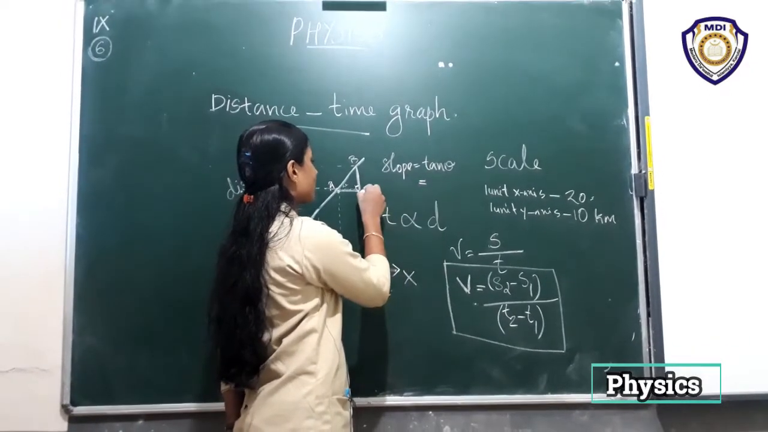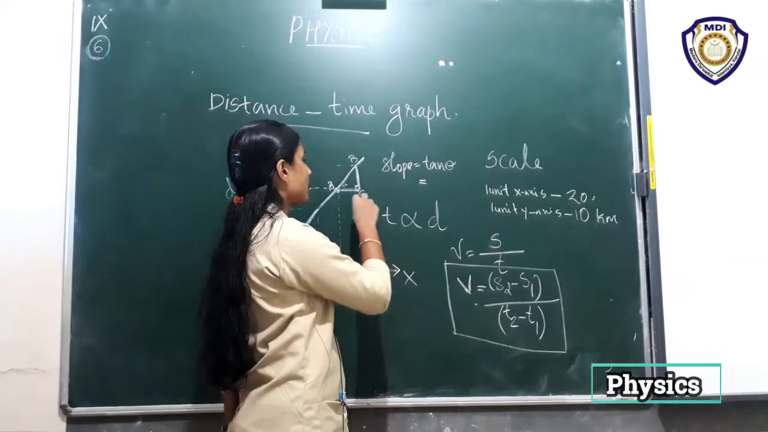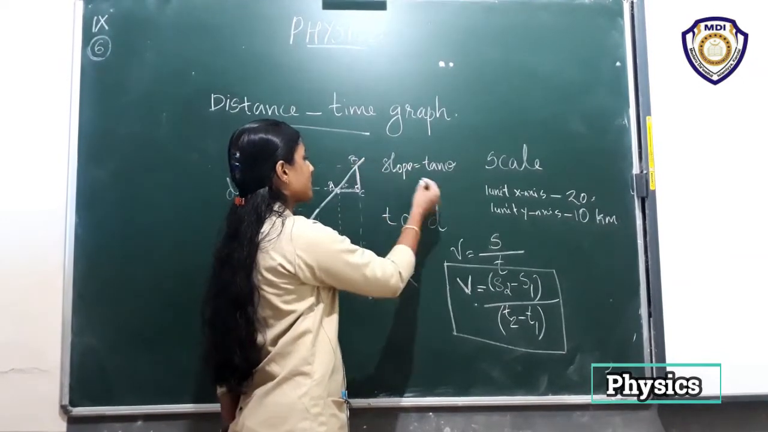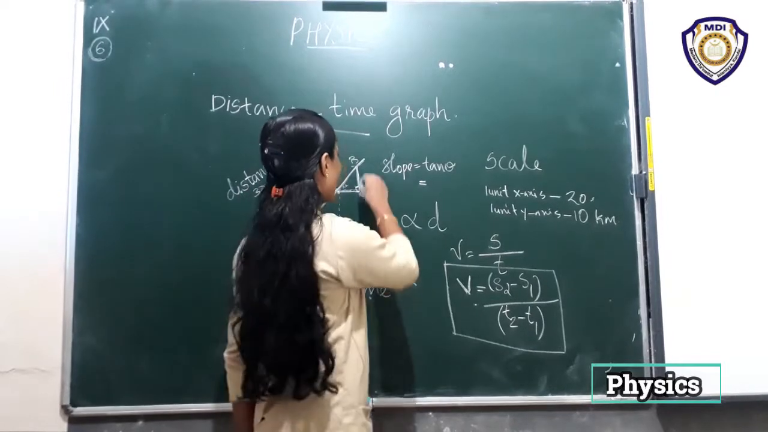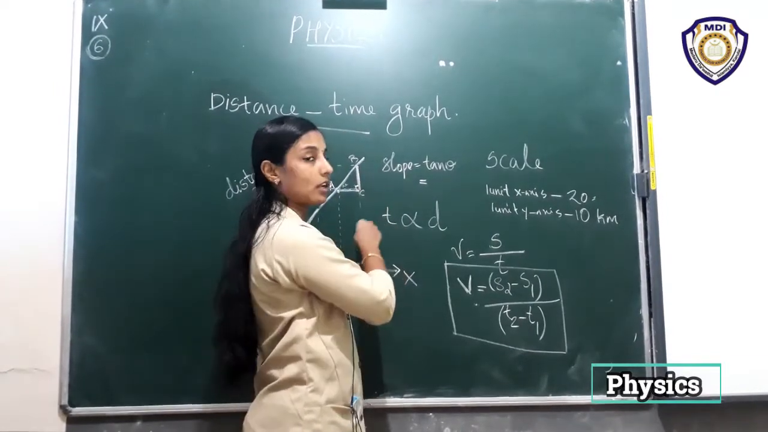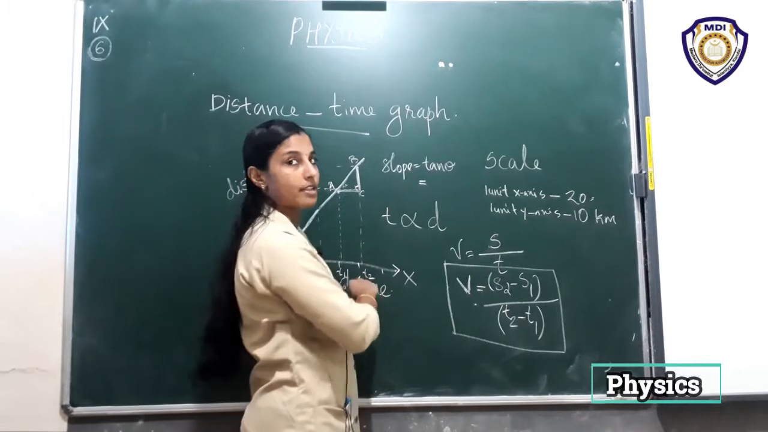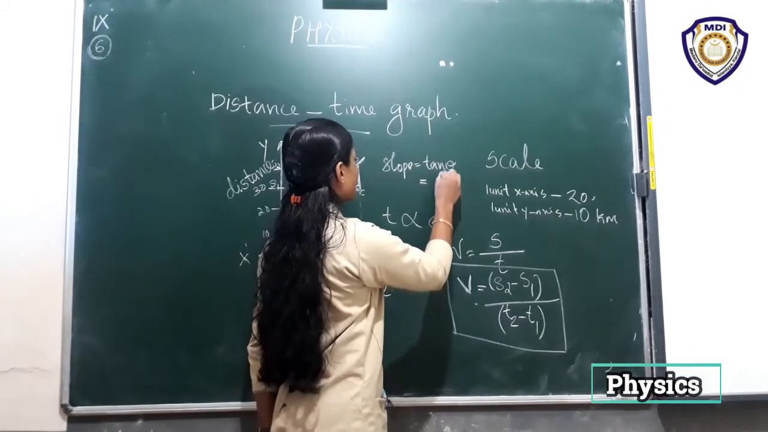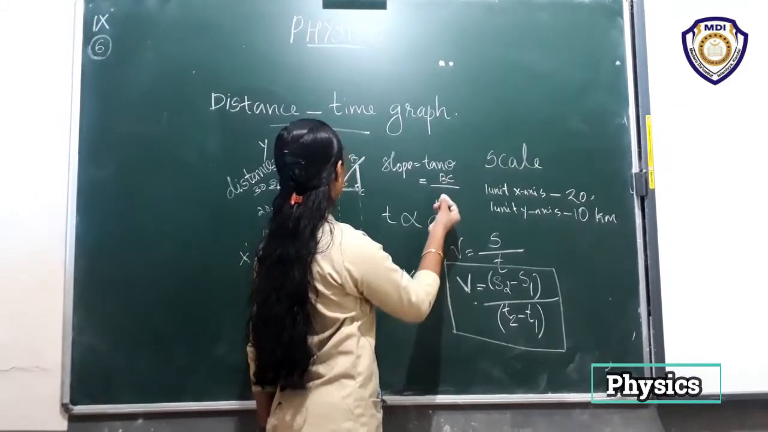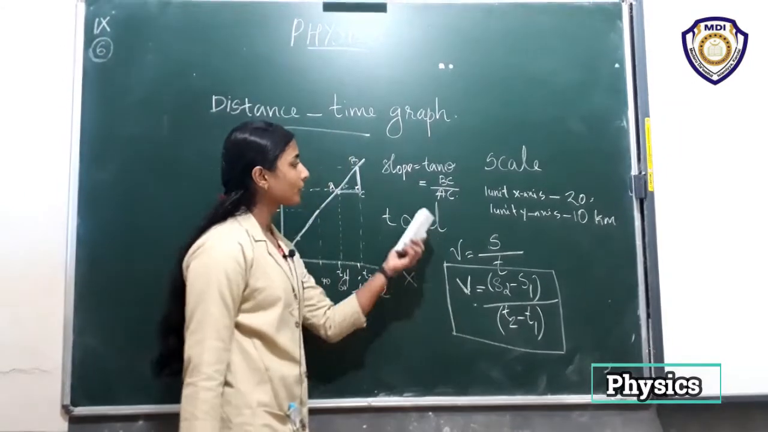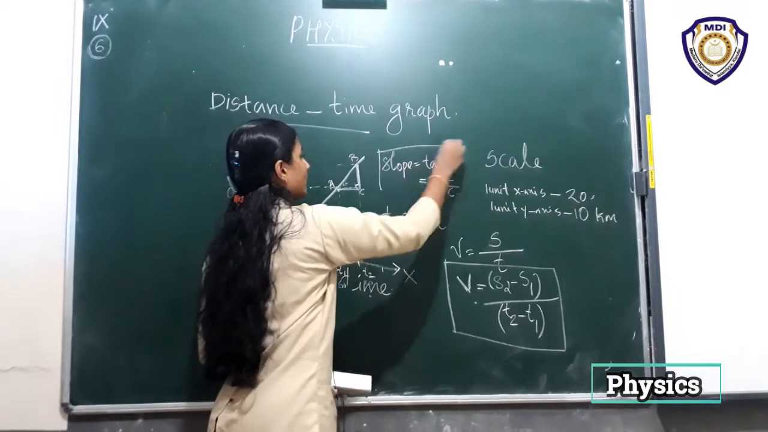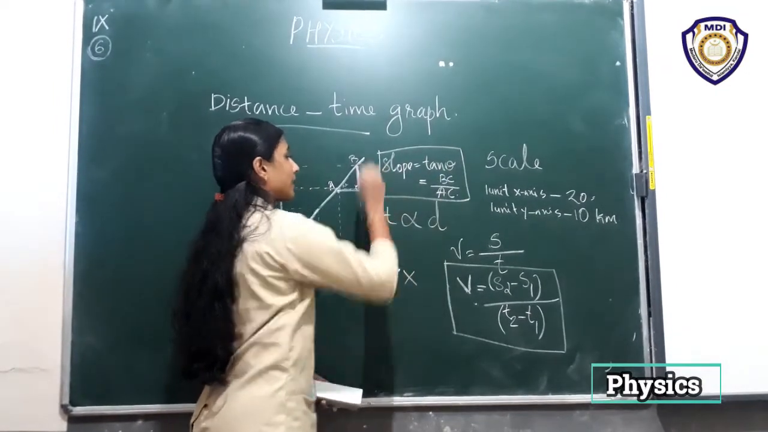Tan theta, suppose this is C, right? Tan theta is the opposite side by the base, or the altitude, or the perpendicular by base. So what is BC by AC? This is tan theta, right?